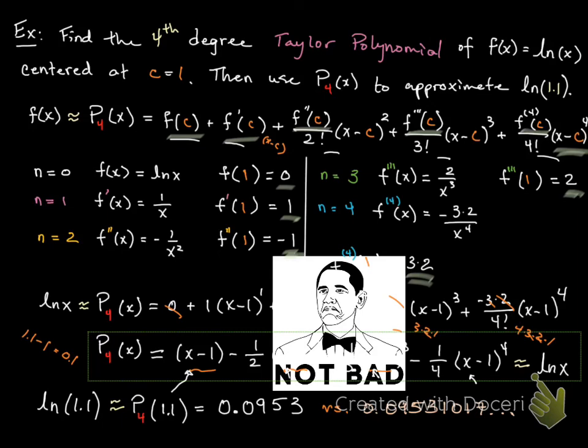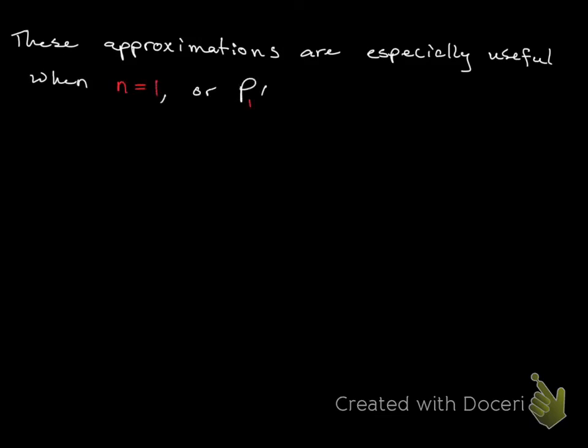especially in a case where I look. I don't necessarily want to find the 12th degree polynomial or the 15th degree polynomial. This is a nice kind of approximation if we can do it quickly. And that's really the case where we're looking where n is 1. These approximations are especially useful when n is 1, or P1, where we have f of x plus f prime of x times x minus c. Okay, you've actually seen this before. It just wasn't called a Taylor polynomial or a Taylor approximation.